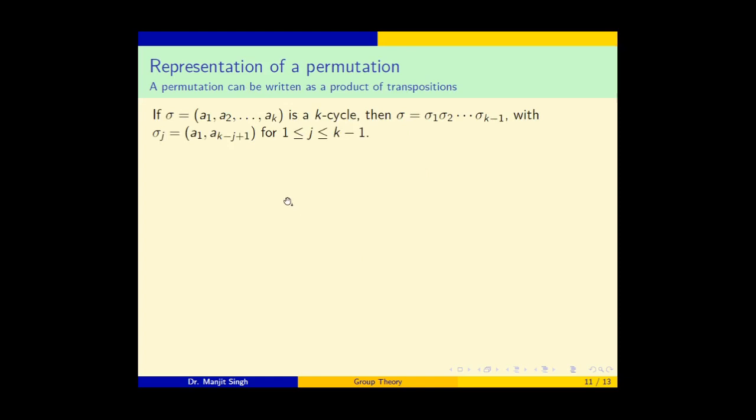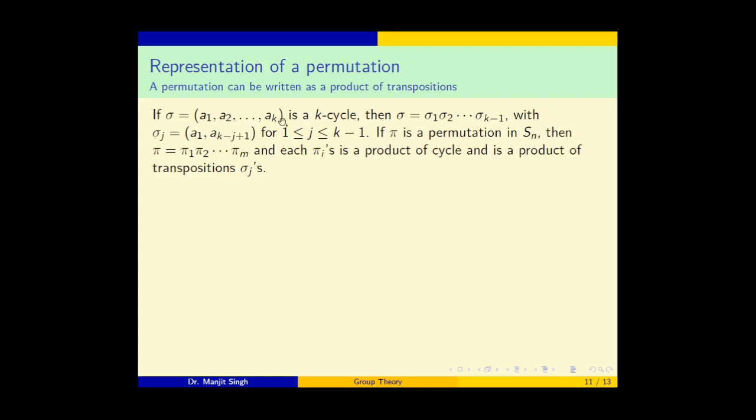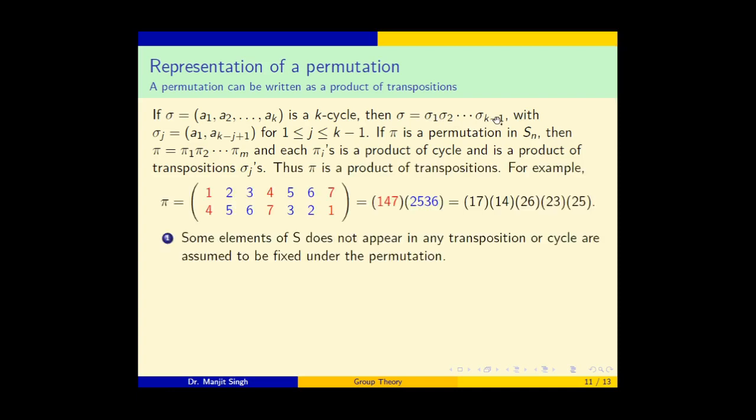Now we have discussed permutation. Any permutation can be written as a product of cycles. Now we will see a cycle can be represented as a product of transpositions. So if sigma is a cycle, then sigma can be written as a product of transpositions like this: sigma 1, sigma 2, up to sigma k minus 1. You can see (1 4 7) can be written as (1 7)(1 4). So in the same way here sigma 1 is (a1 ak), sigma 2 is (a1 ak minus 1).